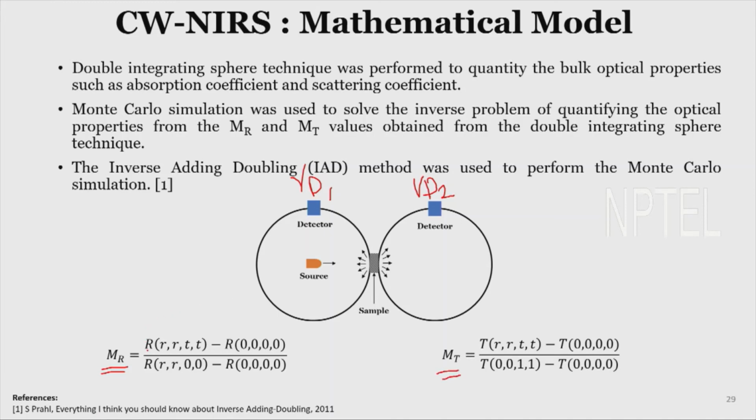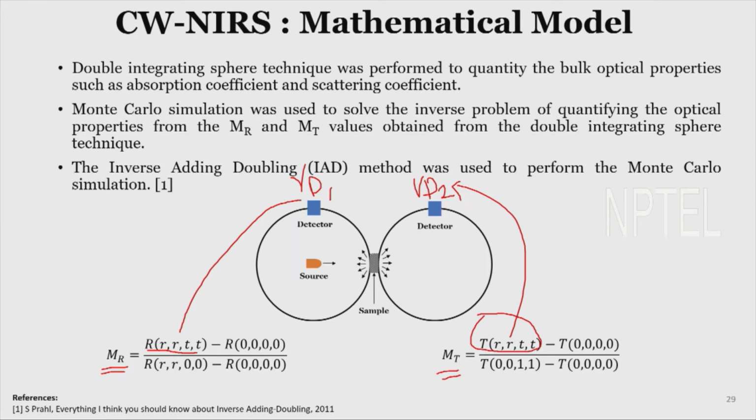And the equation here represents the different cases. For example, the first one represents the actual case, like what you detect here. So your R of R comma T is for detector 1. Over here, the T of R comma T is for the detected one, that is transmitted.